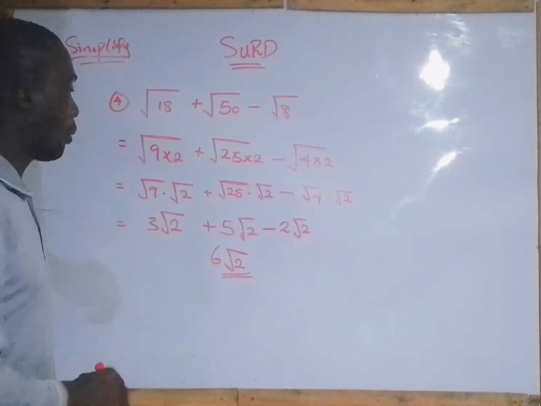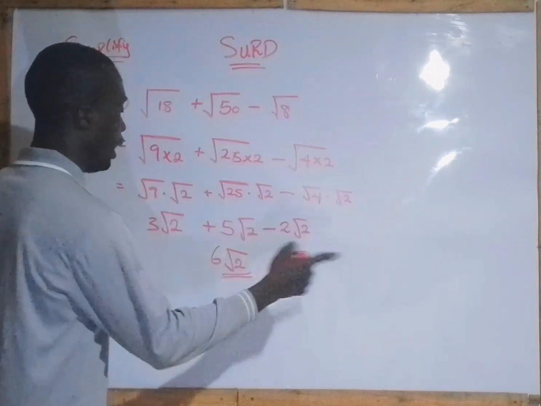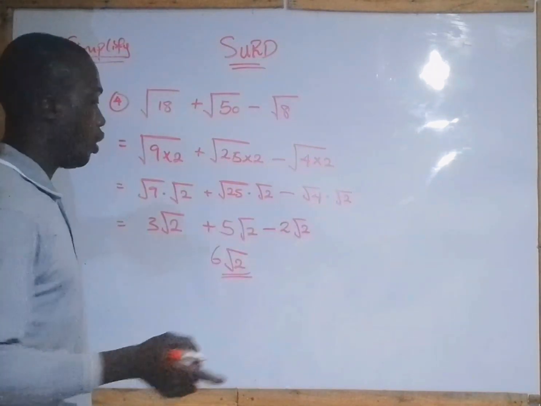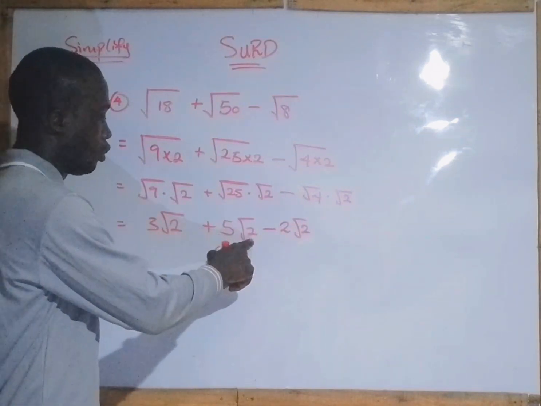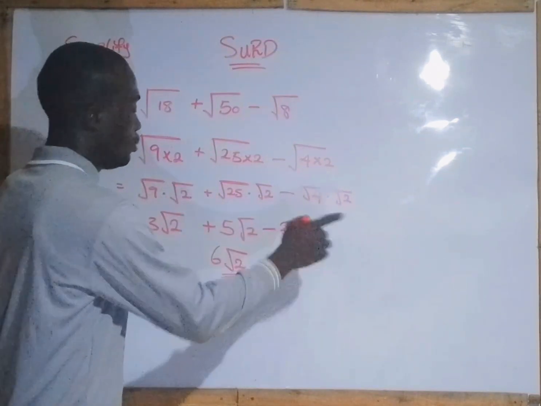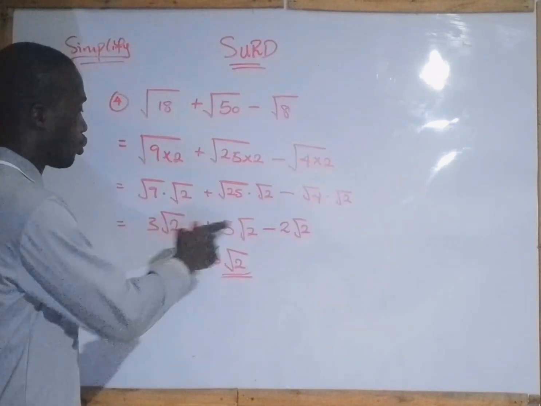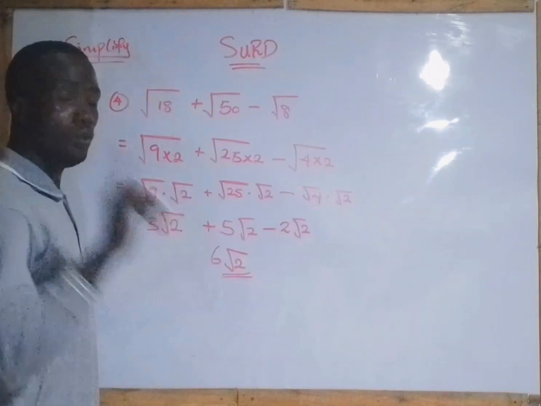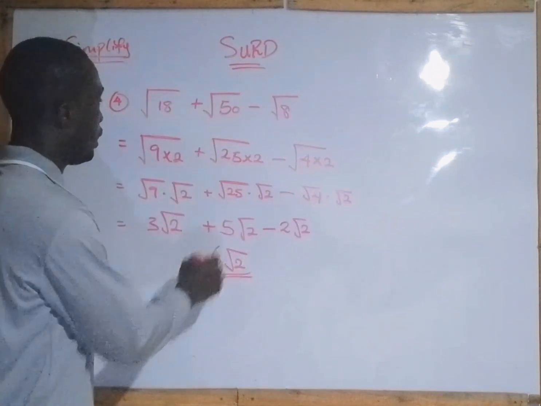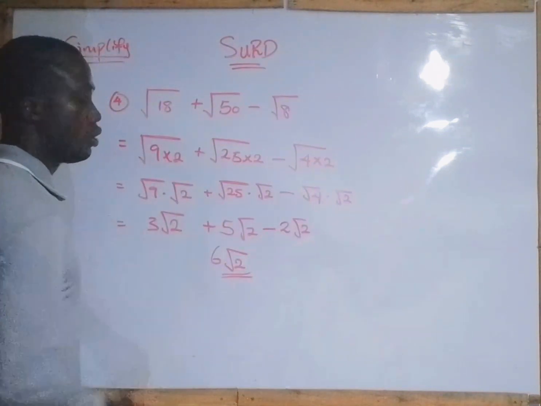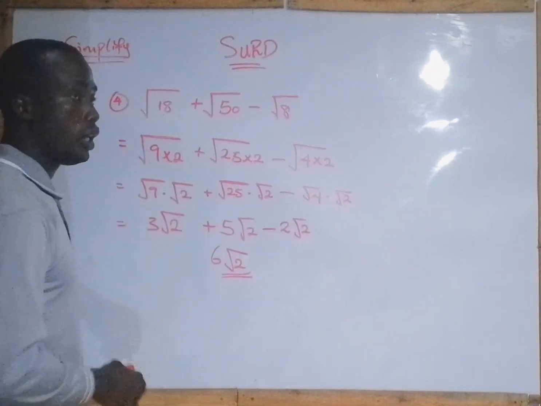Now don't forget, some people will say, since we have root 2, root 2, root 2, let me add the 3 roots together. Or let me say, okay, root 2 plus root 2 will give us root 4. And no, it is not like that. What you do is that since you have root 2 and root 2 here, you pick only one root. So definitely our answer is 6 root 2.